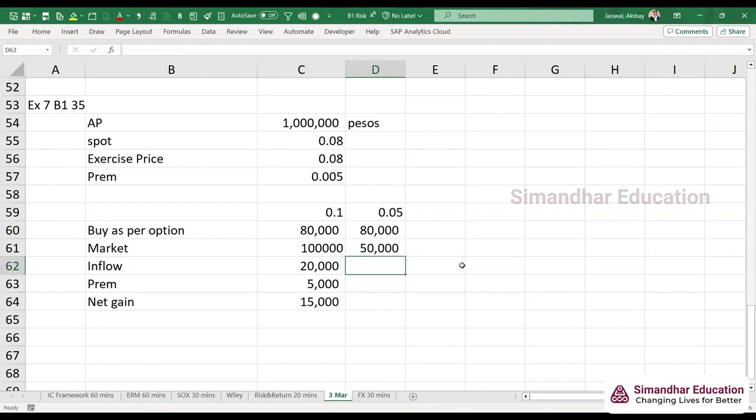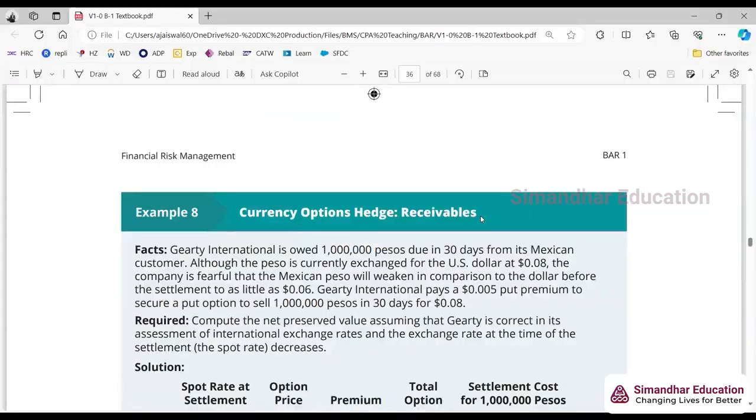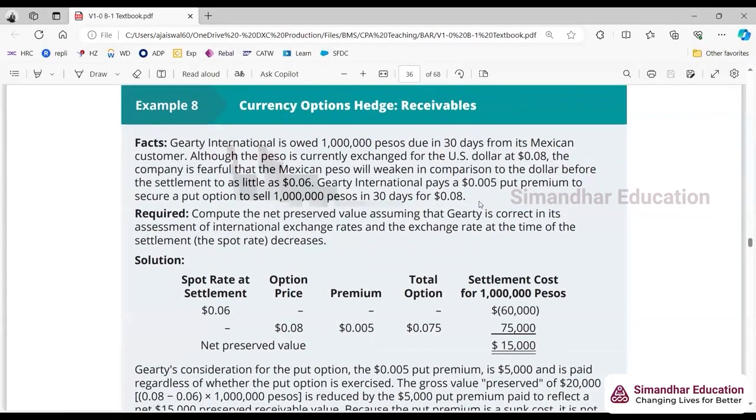So there is no gain or loss from the option because we are letting it lapse. Premium we still have to pay. So our net loss will be 5,000. Okay. Our net loss will be 5,000. Is it clear now? Same goes for receivables.